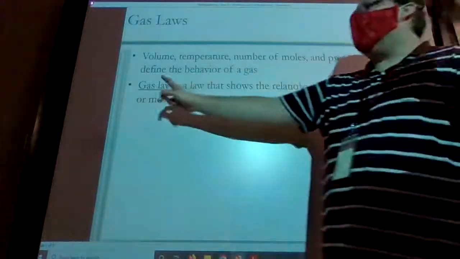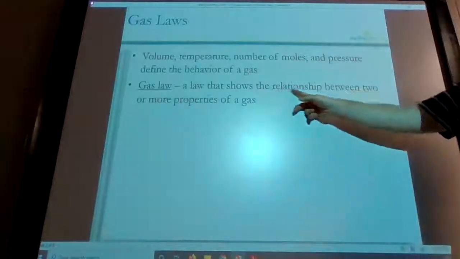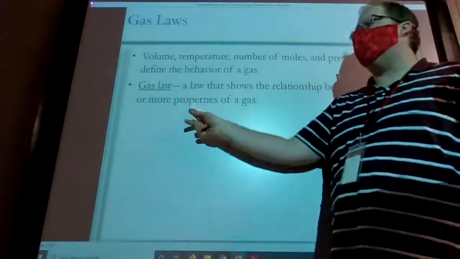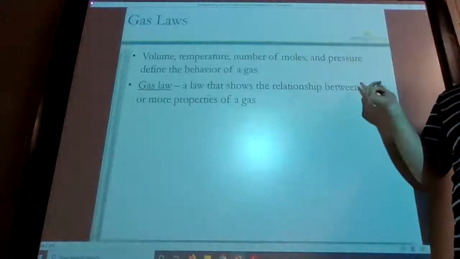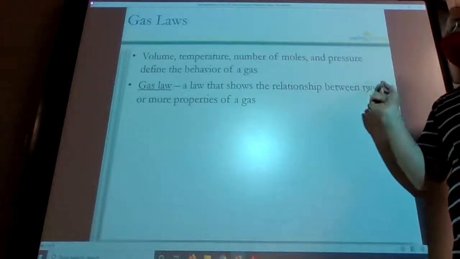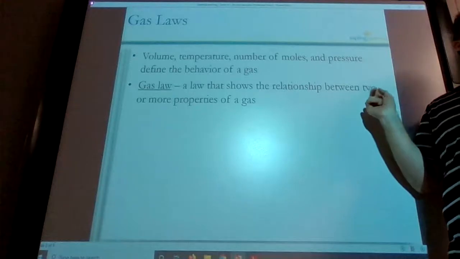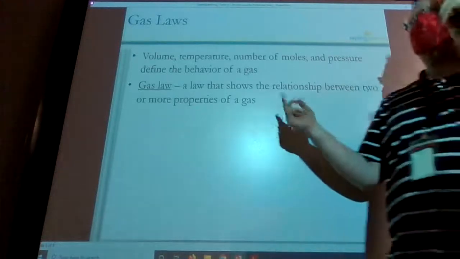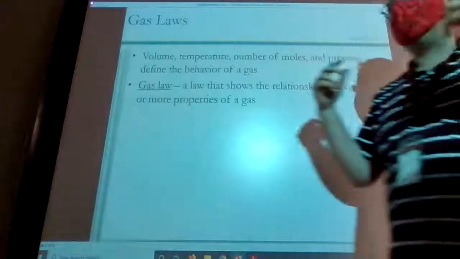So a gas law is just a law that shows the relationship between 2 or more properties of a gas. So for each of these gas laws, we're pretty much just going to pick part of this. A bunch of them are only going to be 2 numbers. Sometimes we mix in 3 or 4. It just depends on the gas law.